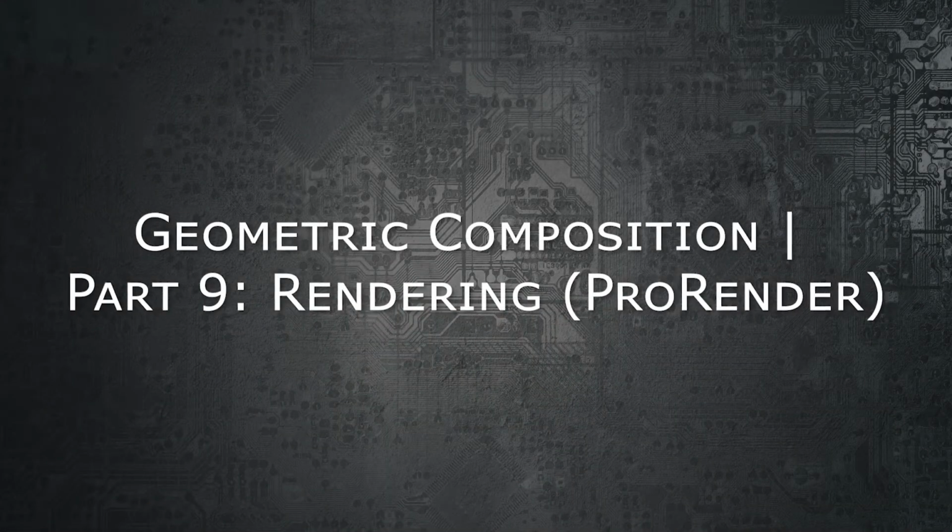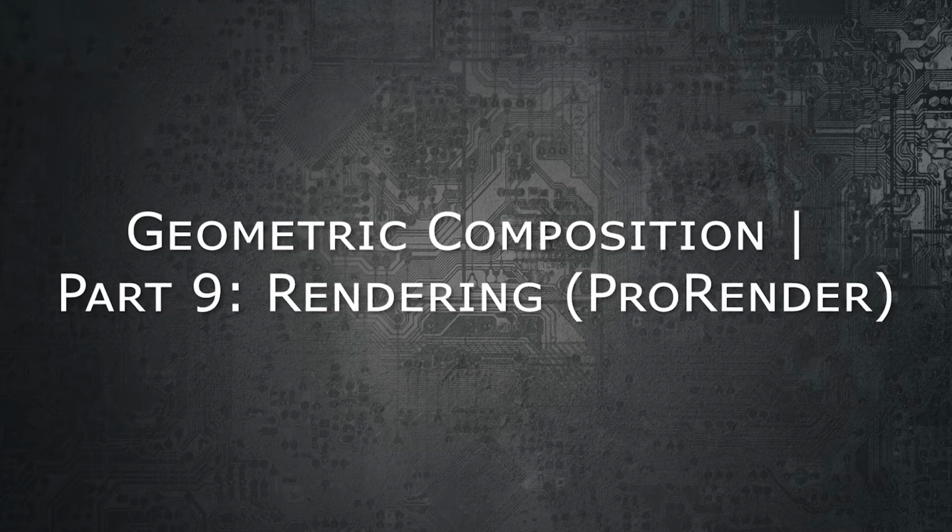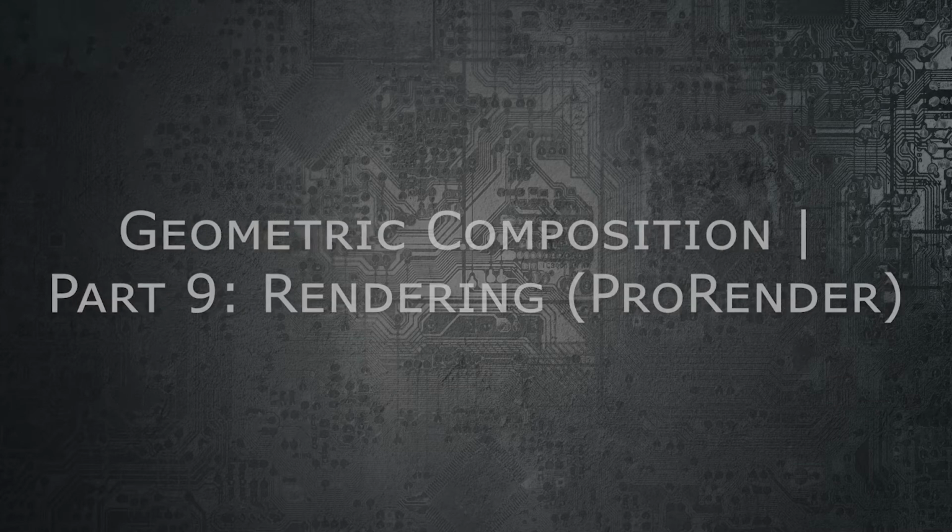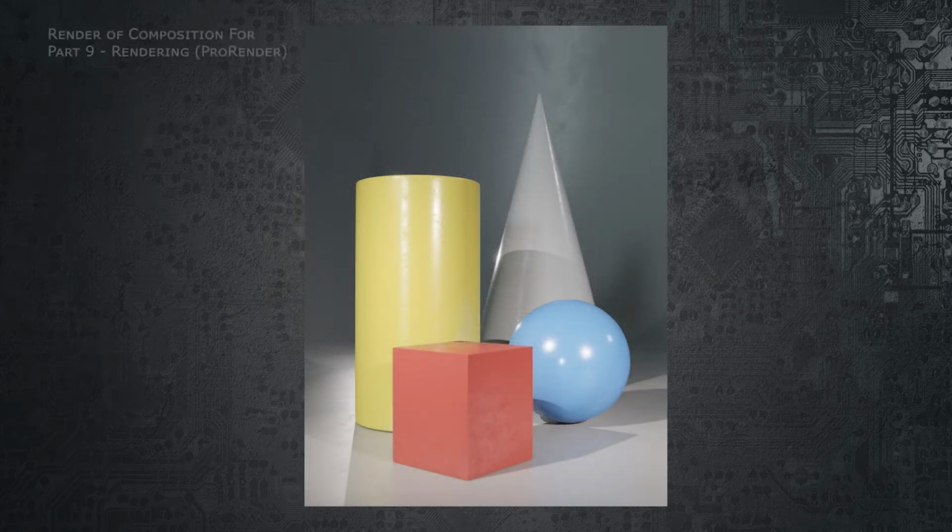This is step 9 of our geometric composition, and this one is going to be going over how to convert from Cycles over to AMD Radeon's ProRender. I would recommend that you go back and watch step 8 if you haven't yet, so that you have the same setup for Cycles as I do.